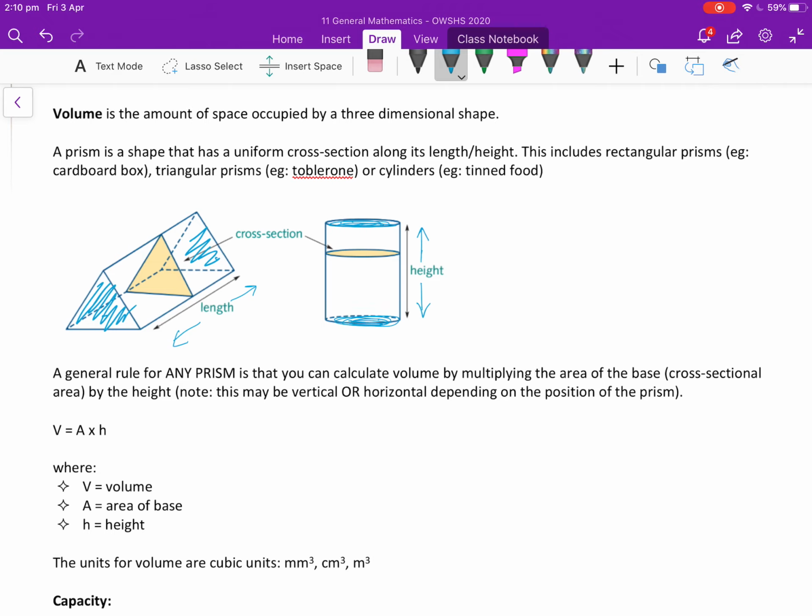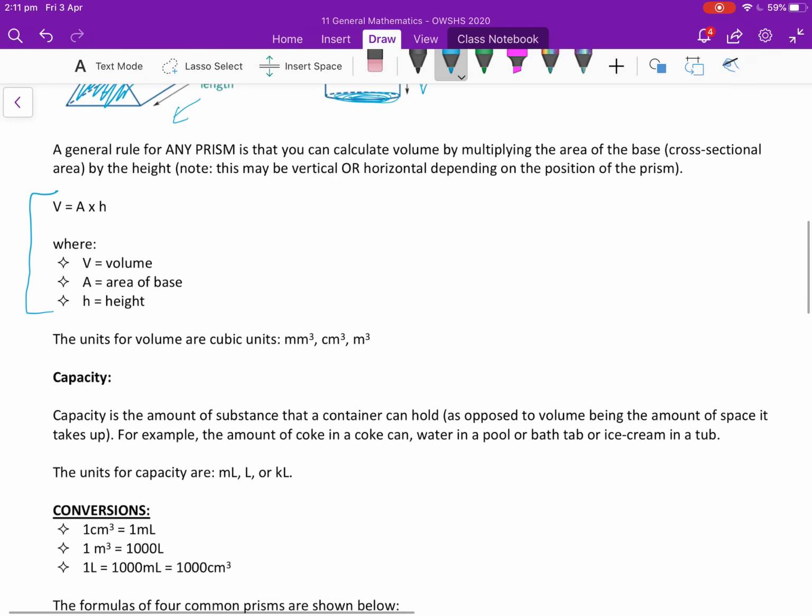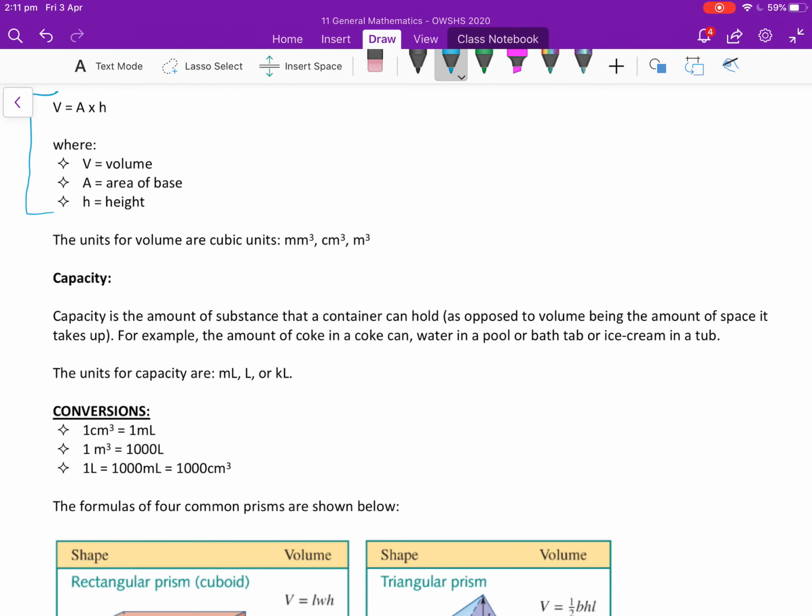Basically anytime we look at calculating the volume for any prism, we need to have our volume equals our area of the base times the height. I've explained the idea of the area of the base being that cross-sectional area, and the height obviously may be either the horizontal or vertical height depending on the way that the shape is positioned. We have our rule here, so you may want to pause the video and write that down. So you've got your general rule, volume equals area times height, and our units for volume are typically either millimetres cubed, centimetres cubed, or metres cubed.